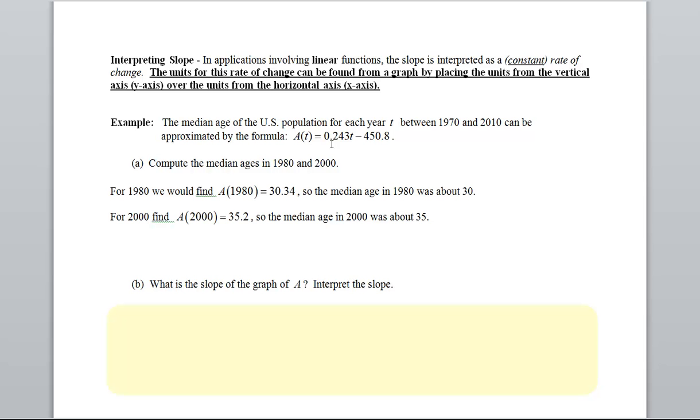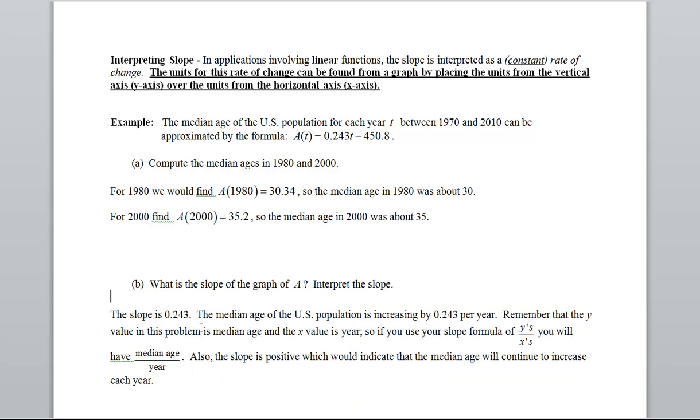Now my slope here is 0.243. So I could say that the median age is increasing, since my slope is positive, by 0.243 per year. So the slope is 0.243. Median age of the U.S. population is increasing by 0.243 each year. Remember that the y value in this problem is median age and x value is year.